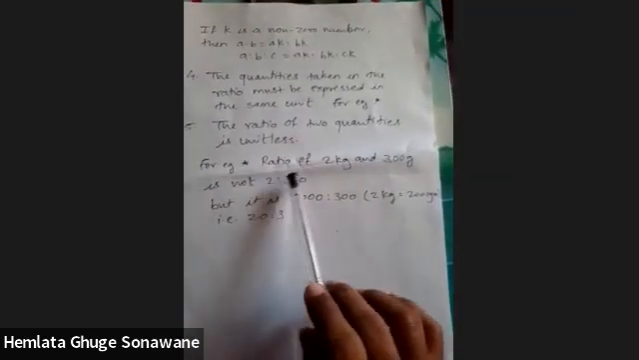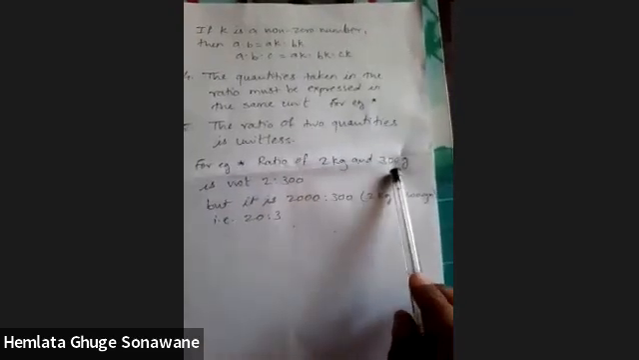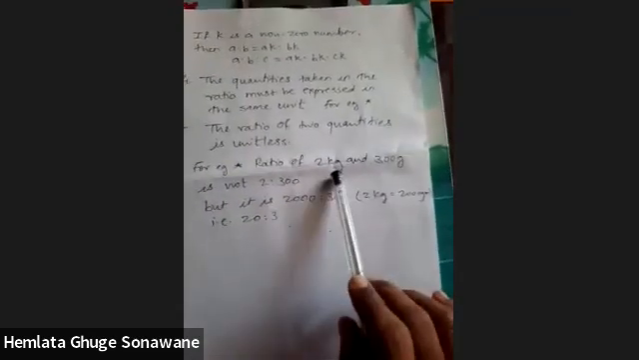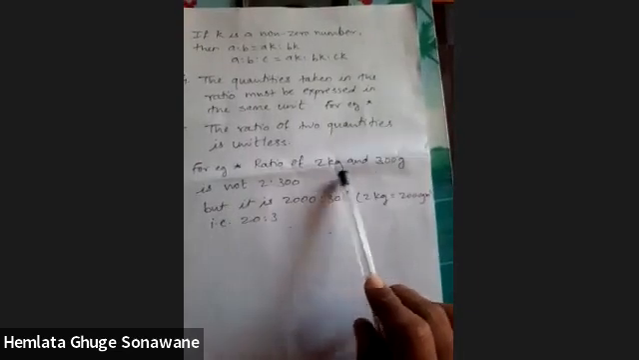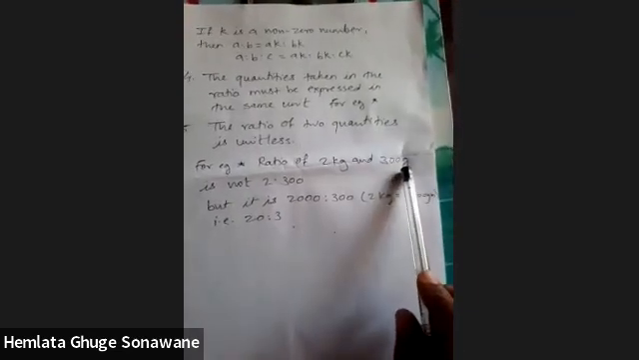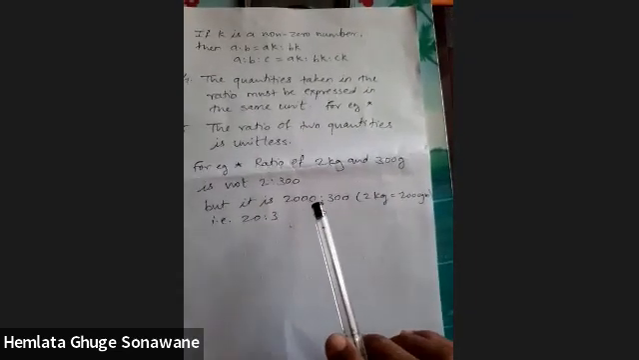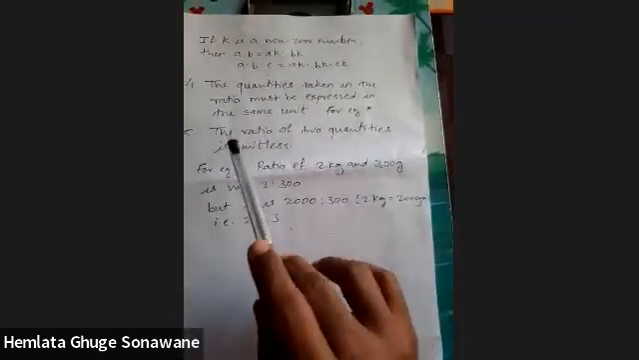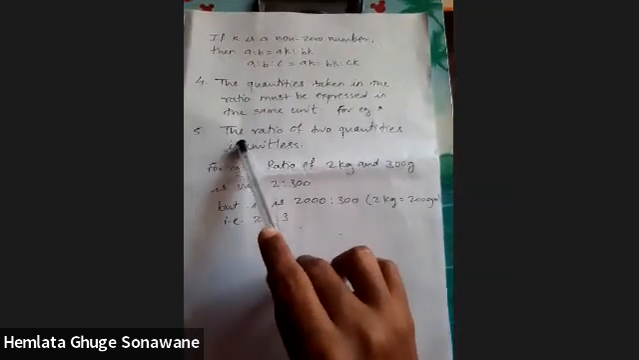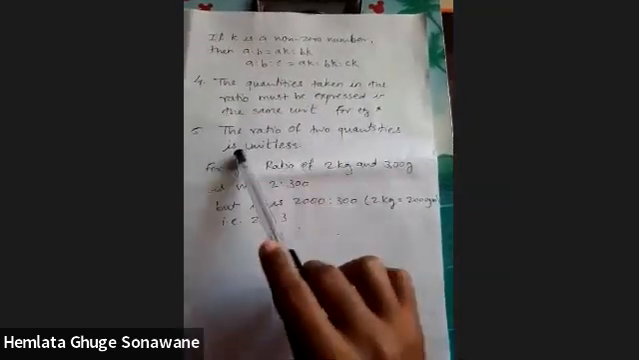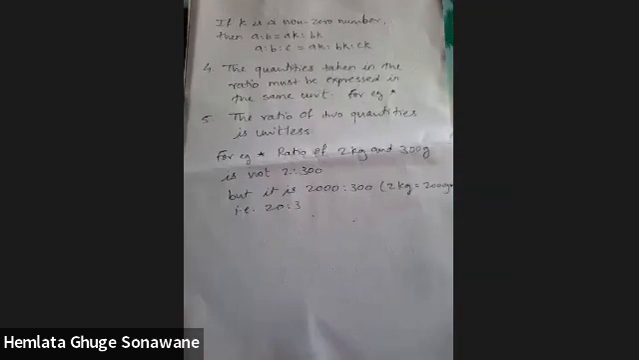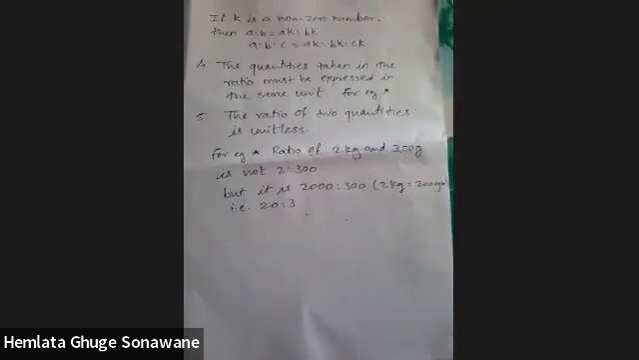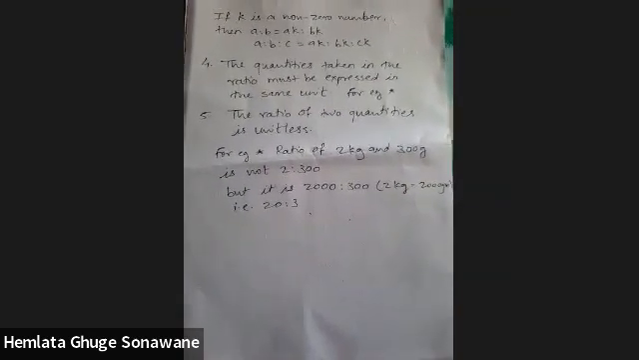For example, the ratio of 2 kg and 300 grams. Now here we have to convert kg into grams, so that we get a proper ratio of the given quantities. Next property, the ratio of two quantities is unitless. Whatever ratio we get, that is unitless.